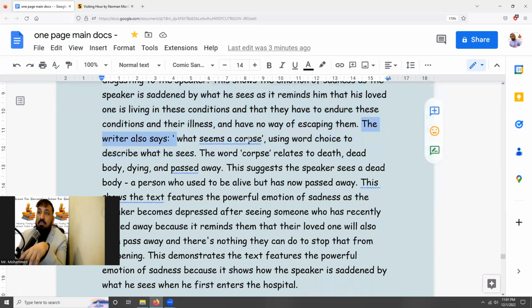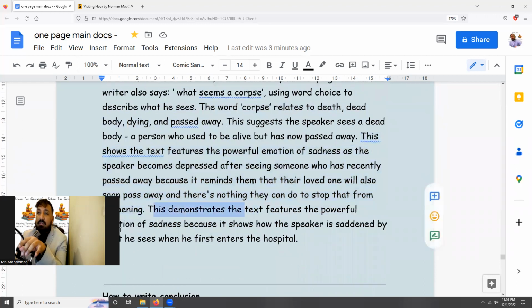The writer also says what seems a corpse, using word choice to describe what he sees. The word corpse relates to death, dead body, dying, and passed away. This suggests the speaker sees a dead body, a person who used to be alive but has now passed away. This shows the text features the powerful emotion of sadness as the speaker becomes depressed after seeing someone who has recently passed away, because it reminds them that their loved one will also pass away soon and there's nothing they can do to stop that from happening. This demonstrates the text features the powerful emotion of sadness because it shows how the speaker is saddened by what he sees when he first enters the hospital.